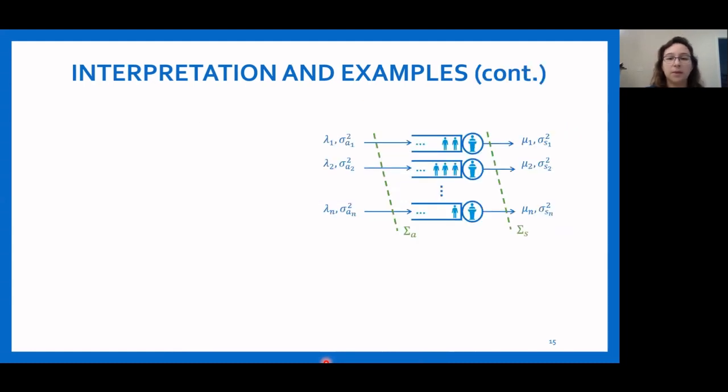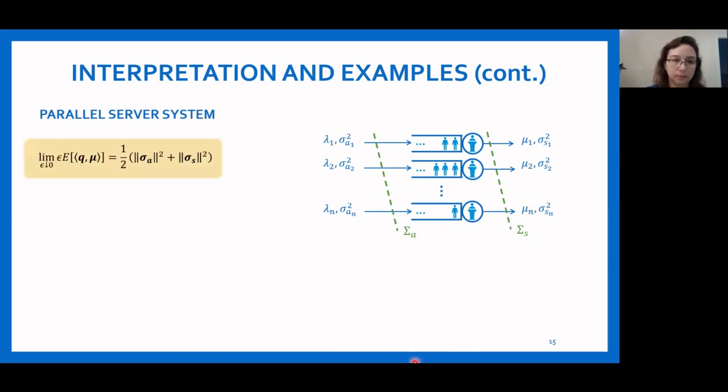Another example is a parallel server system. So consider a bunch of queues where the arrivals are correlated, the services are correlated, and we know the covariance matrices in both cases. Applying the theorem of our paper, we can obtain that the linear combination of queue lengths, which is governed by the service rates in each queue, is basically the sum of the variance of arrivals plus the variance of services.